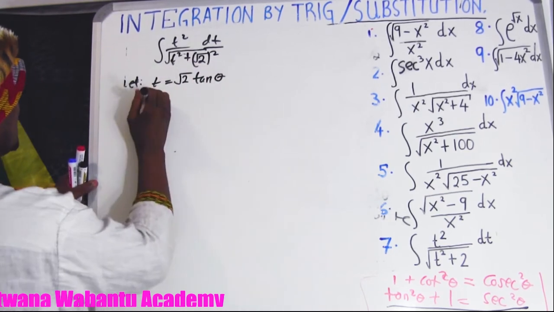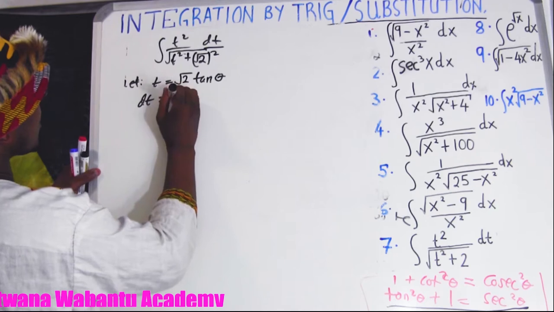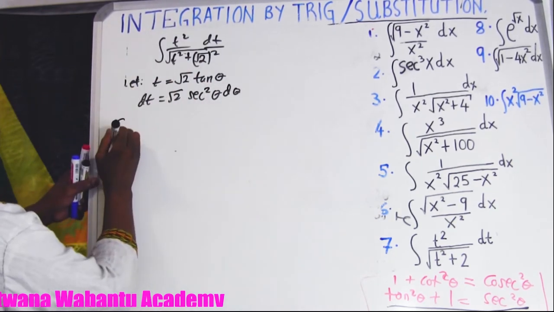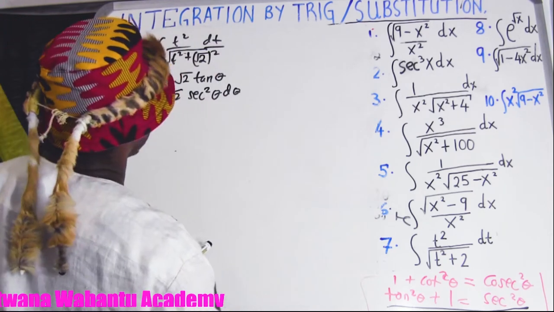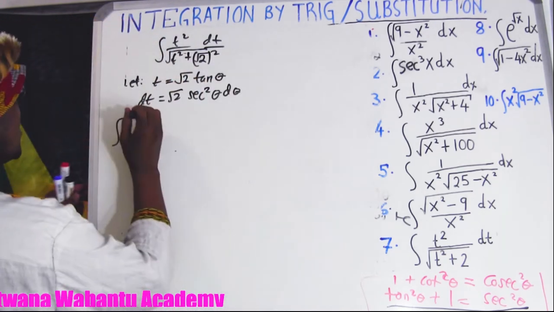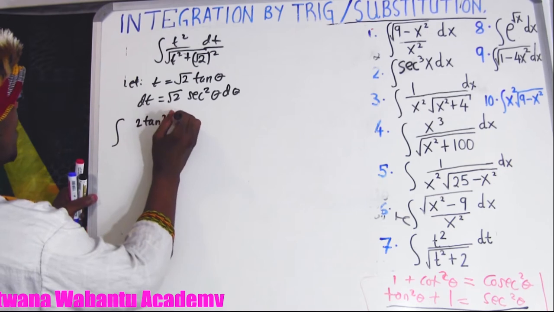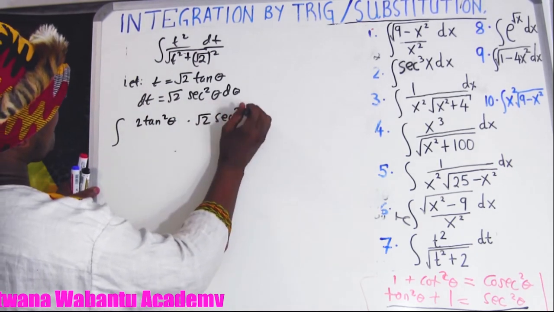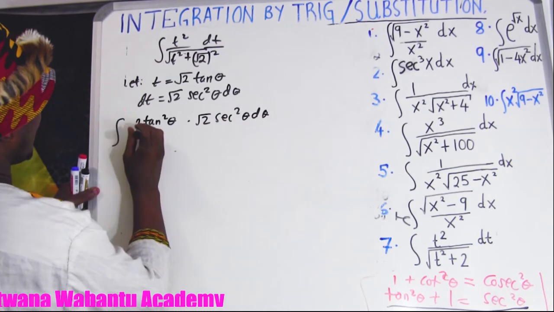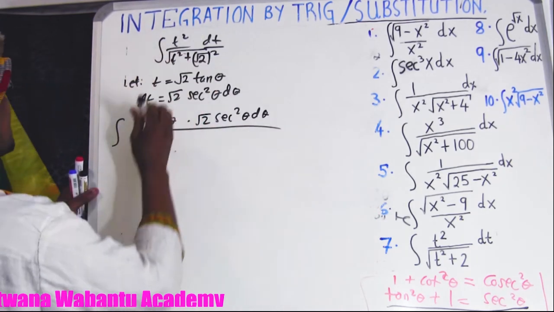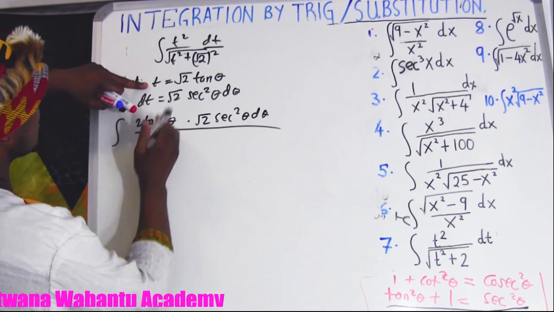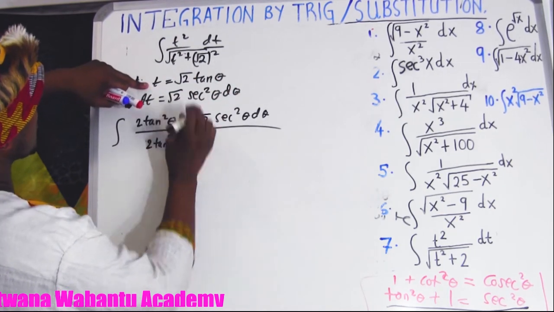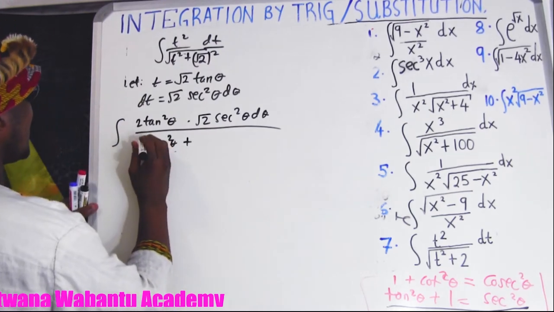of my angle. Differentiate to get dt. This is going to be square root of 2. When you differentiate tan, you get sec squared. Substitute. Integral t squared. What is t squared? Square of this. It's going to give us 2 tan squared. dt equal to square root of 2 sec squared. Okay, t squared, t we know equal to square root of 2 tan, square of this gives us 2.